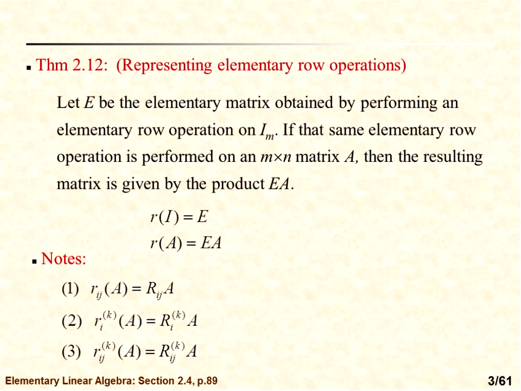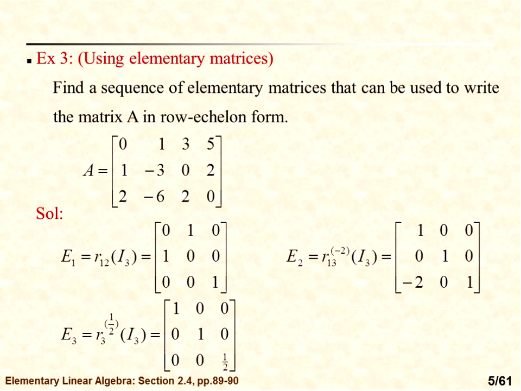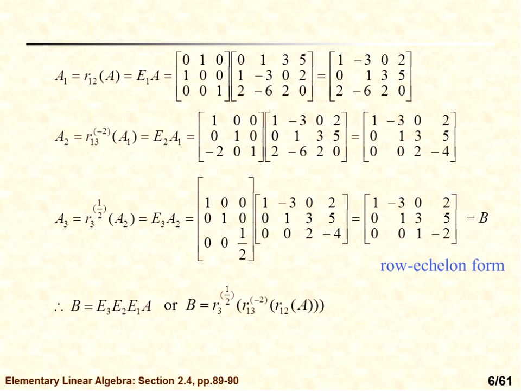In the same manner, we know that we can convert any matrix into the identity matrix. Representing elementary row operations: let E be the elementary matrix obtained by performing an elementary row operation on I_m. If that same elementary row operation is performed on an m cross n matrix A, then the resulting matrix is given by the product EA. Using the elementary matrices, we apply the row operations one by one, and finally we get 1 0 0, 0 1 0, and 0 0 1. If we convert it into the identity matrix, then it is in row echelon form.